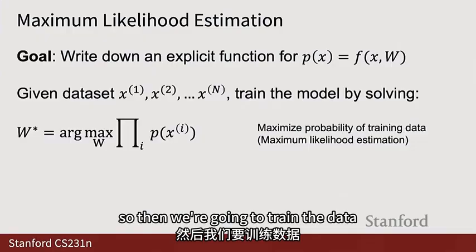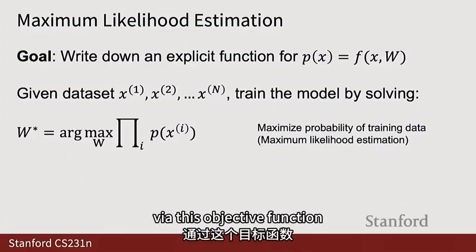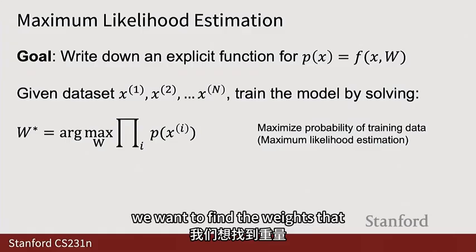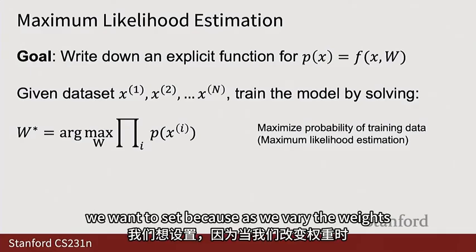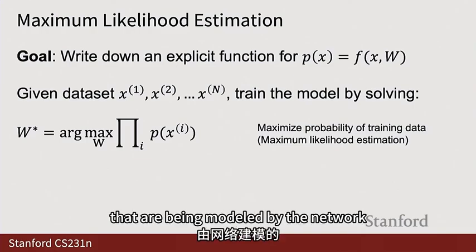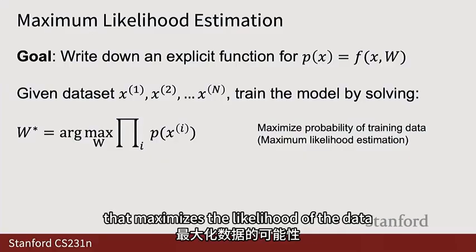Then, given a data set of samples, x1, x2, ..., xn, we're going to train the model via this objective function. We want to find the weights that make the data set most likely, because as we vary the weights, it's going to vary the kind of densities that are being modeled by the network. So we want the network to select the density that maximizes the likelihood of the data.